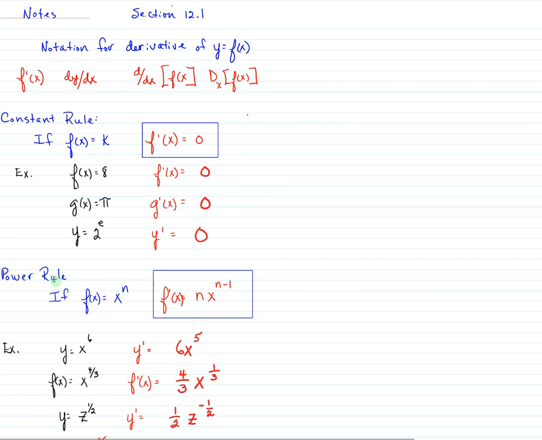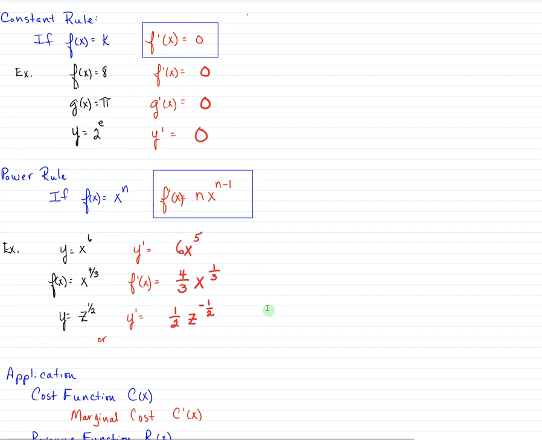Then we have the power rule. The power rule means if you have a function where x is raised to a power, then the rule says f prime of x is, you take that n, whatever that power is, and bring it to the front. So that's this. And then this n becomes n minus 1. You take 1 away. So that's the general rule. Let's look at some examples.